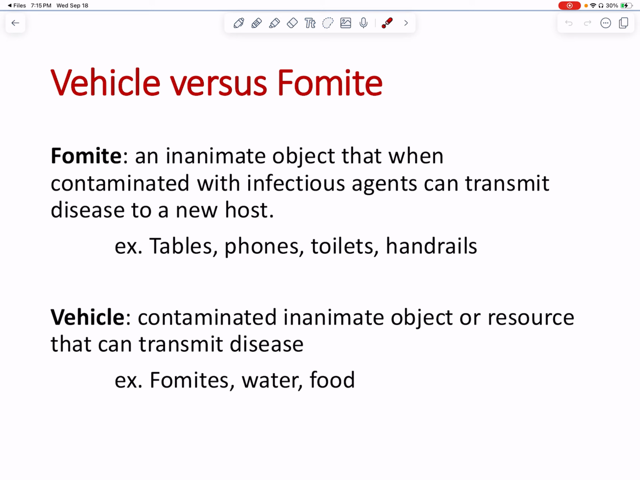A vehicle, on the other hand, is a broader term. So, this is any contaminated inanimate object or non living object or resource that can transmit disease. So, this opens up the realm beyond just fomites, but also things like water and food. And so, Typhoid Mary was transmitting typhoid fever to the people who she worked for through a vehicle, through her food.